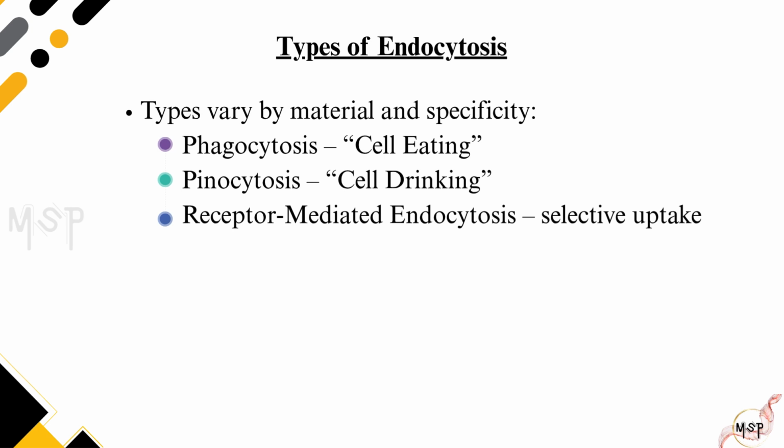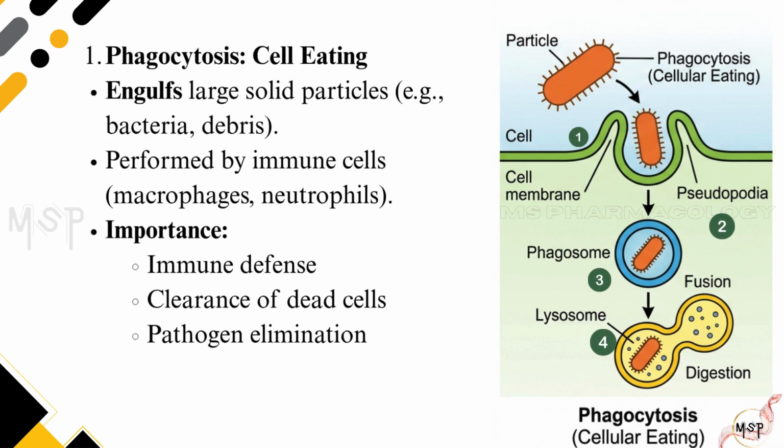Endocytosis occurs in several forms depending on the type of material being transported. Type 1. Phagocytosis. Cell eating. You may have heard this one before. In this process, the cell engulfs large solid particles, such as bacteria or cellular debris. Specialized immune cells, such as macrophages and neutrophils, perform phagocytosis.